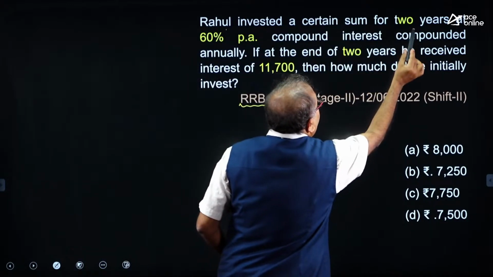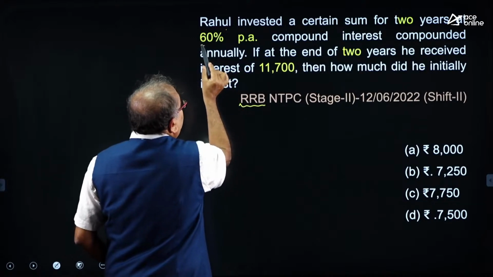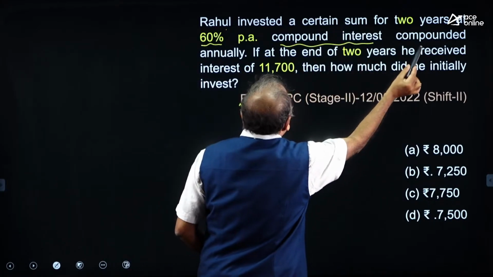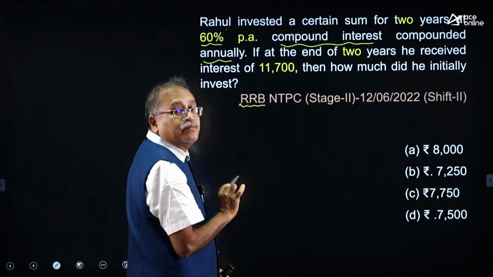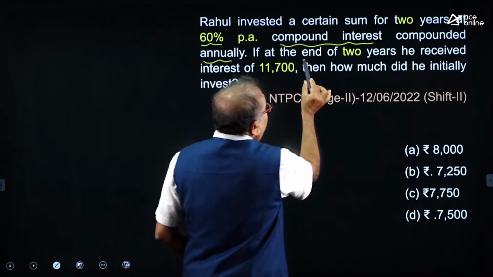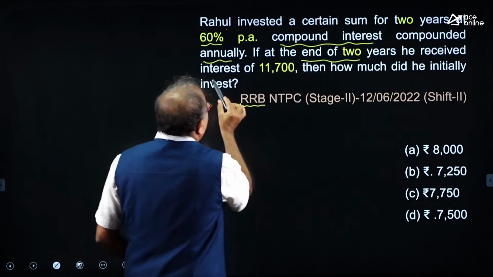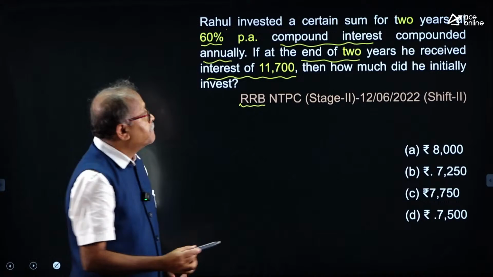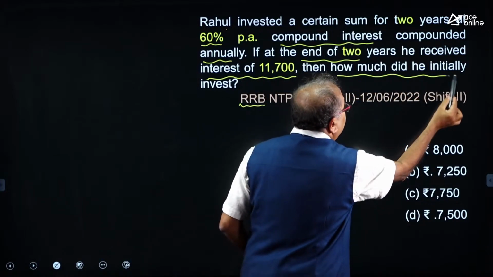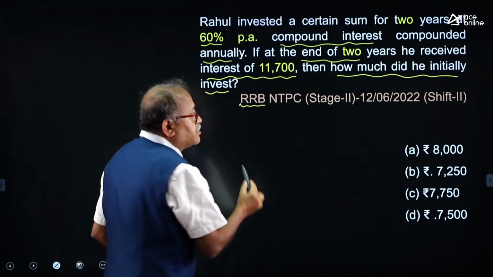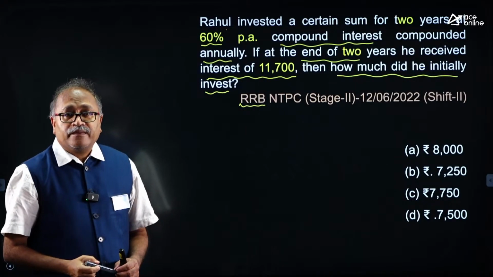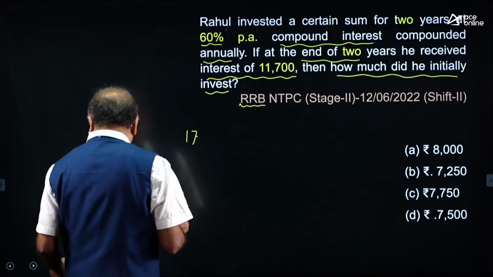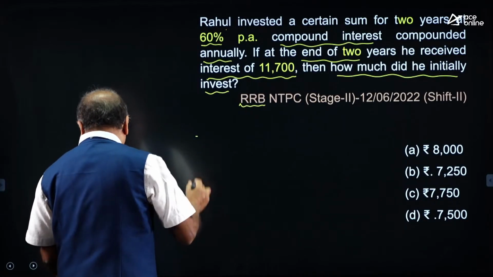Rahul invested a certain sum for 2 years at 60% per annum, and that too compound interest, compounded annually. If at the end of 2 years he received interest of rupees 11,700, then how much did he initially invest? What is the principal? You know that CI is equal to 11,700.